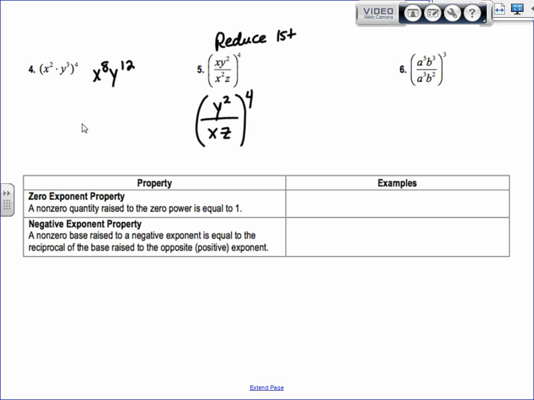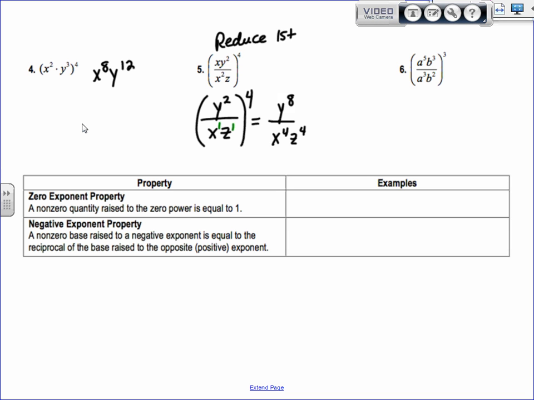Okay, so that's why I like to think about the reducing. So this ends up being y to the 8th over x to the 4th, z to the 4th. Do you guys see how I got the 4s? Because both of these were x to the 1 and z to the 1. So when I raise it to the 4, I multiply.